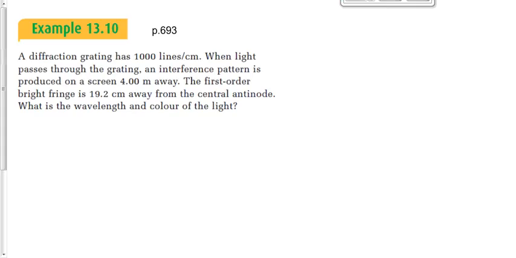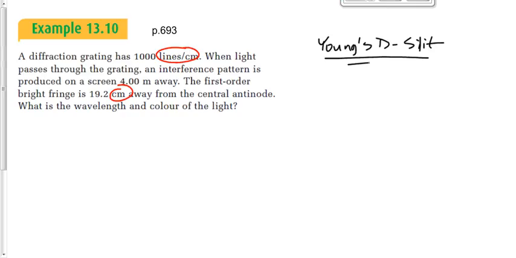Page 693, this one says a diffraction grating has 1,000 lines per centimeter. What does that mean? I don't know. We'll deal with that in a second. When light passes through the grating, an interference pattern is produced on the screen 4 meters away. The first order bright fringe is 19.2 centimeters from the central antinode. That's the wavelength and the color of the light. This sounds an awful lot like Young's double slit experiment, except that it's not two openings. It says that it has 1,000 lines per centimeter.